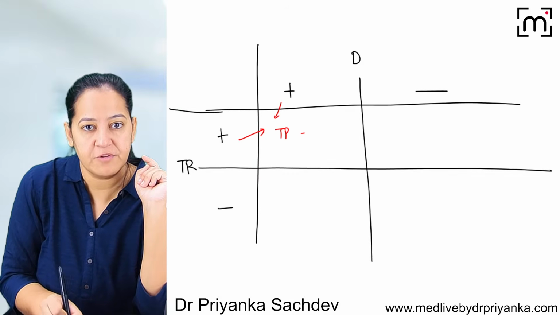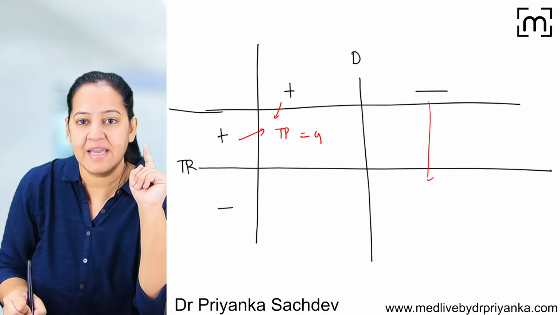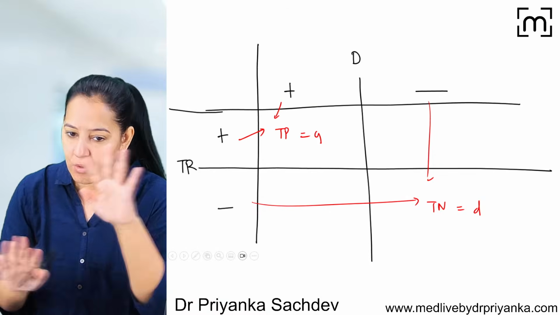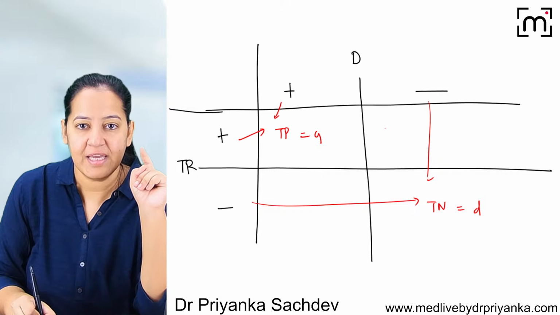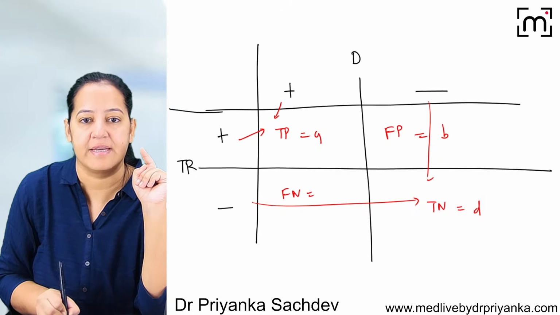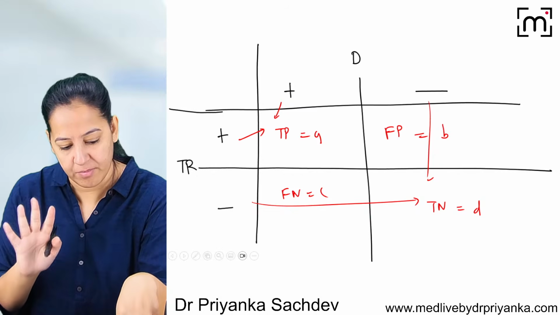These are known as true positive, that is A. Here, the disease is negative and the test results are also negative. That is true negative, that is D. So there is no confusion in A and D. This category is false positive, that is B, and this category is false negative, that is C. If you know this, the 4 formulas are very easy.